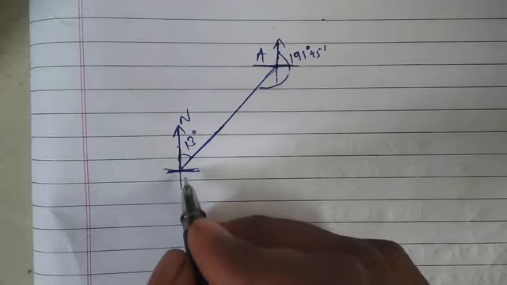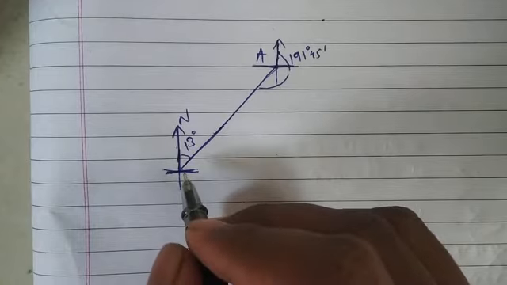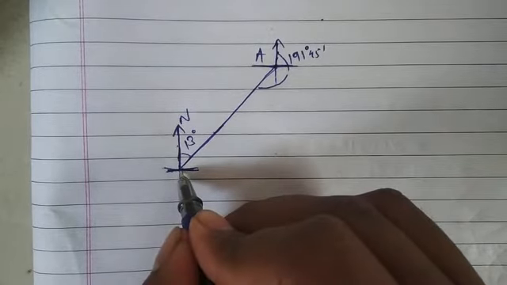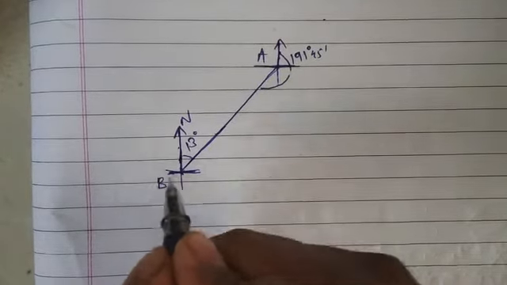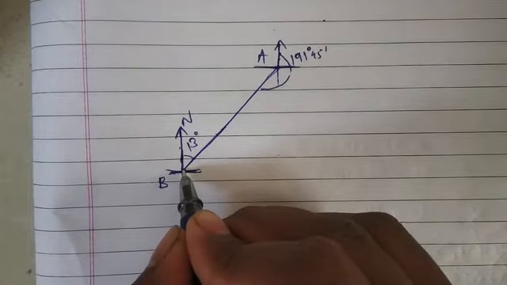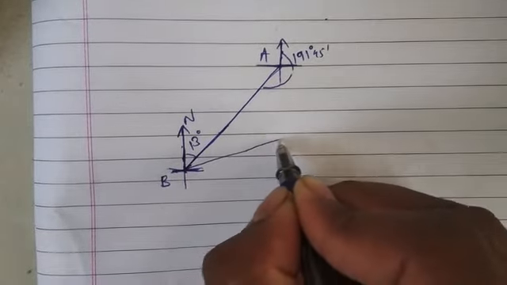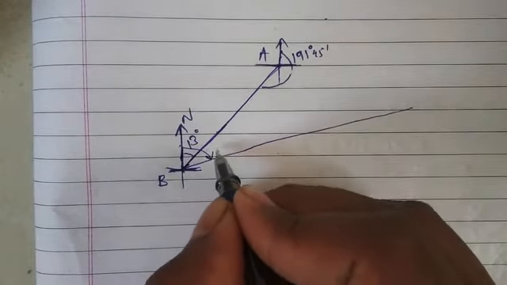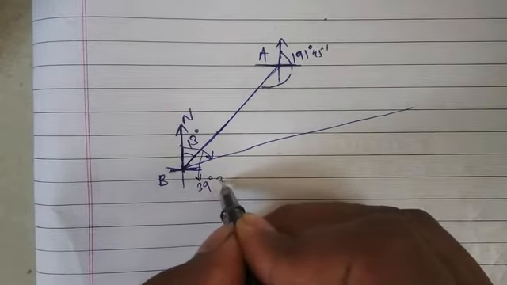The next line is BC. The fore bearing of BC is 39 degree 30 minutes, so it will be in the first quadrant again. So I'll draw this. I'll write the bearing here, 39 degree 30 minutes.